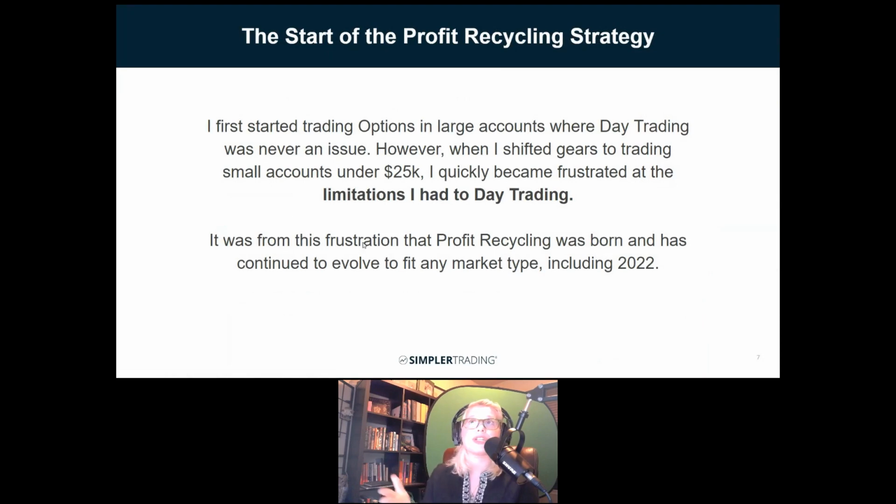When I first started trading options, I was trading in large accounts and helping families grow their accounts, where day trading was never an issue. However, when I shifted gears to trading smaller accounts under 25,000, I quickly became frustrated at the limitations that I had to day trading. And it was from this frustration that profit recycling was born and has continued to evolve to fit any market type, including 2022. I like to think of it as my Swiss Army knife, where I can just pull it out and I have all these different options available. And I know that I can use profit recycling throughout any market condition, just like I've seen the last year.